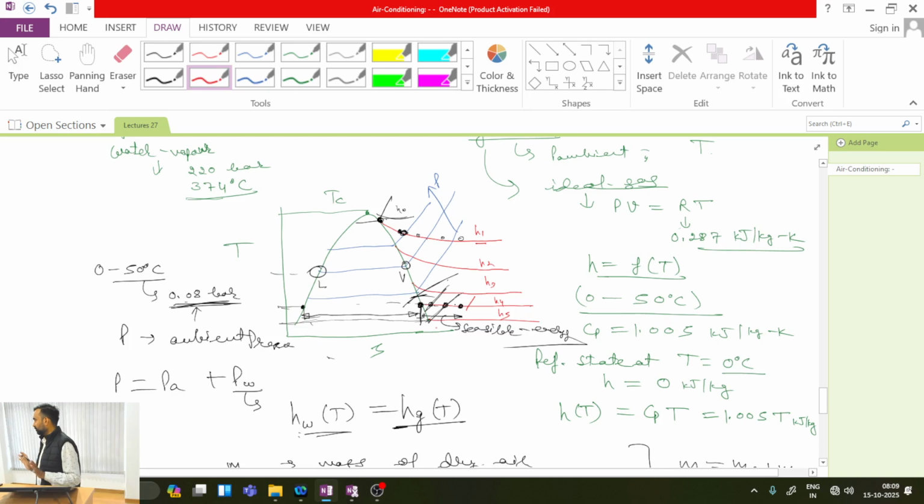Do all of you agree to this point? What I am saying is that for water vapor also, enthalpy is a function of temperature, because water vapor is present in the gaseous phase. That's why Hg is a function of temperature. I am writing it for the gaseous phase. Is this point clear? Does anyone have any doubt about it? Is 374 degrees Celsius the critical temperature? Yes, the critical temperature is where the saturated liquid line and saturated vapor line join together. Is this one clear? Okay.